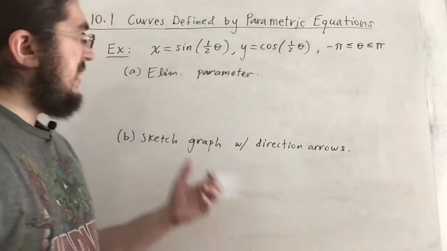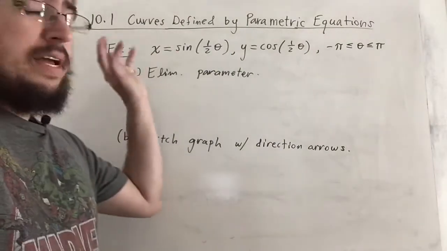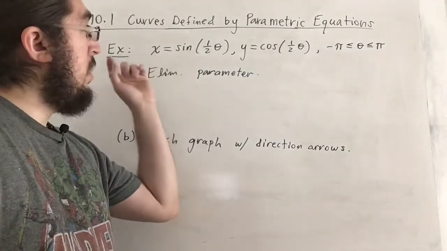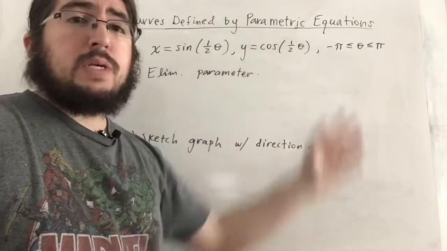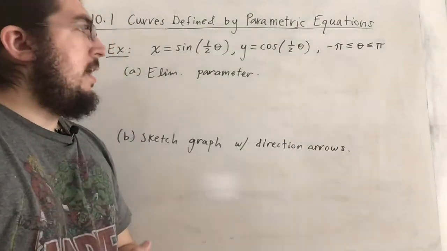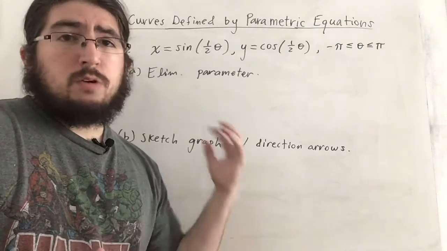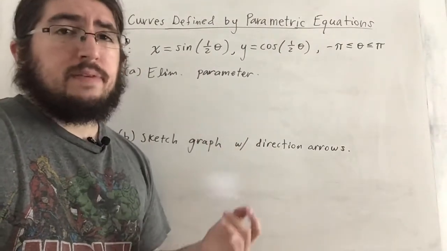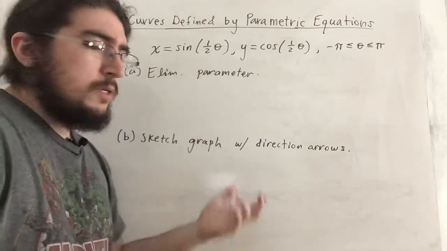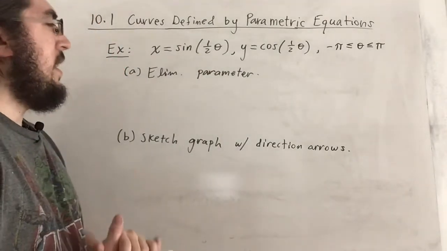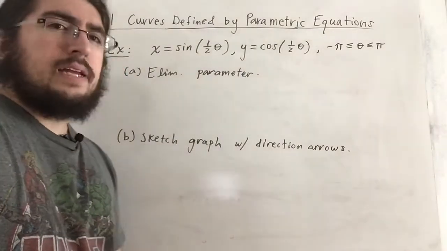All right, so for this example, we have the equations x is equal to sine of 1/2 theta, y is equal to cosine of 1/2 theta, and theta is in between negative pi and pi. The first thing you'll notice is, of course, we don't have t. And I said it's possible you have a different letter. Here the parameter variable is theta, which is fitting because they're trig functions, of course. And now the question is, how do we eliminate theta?